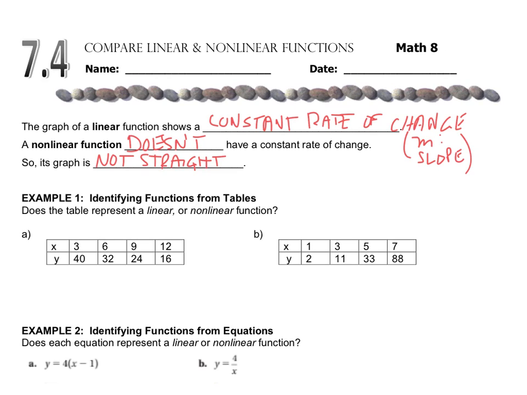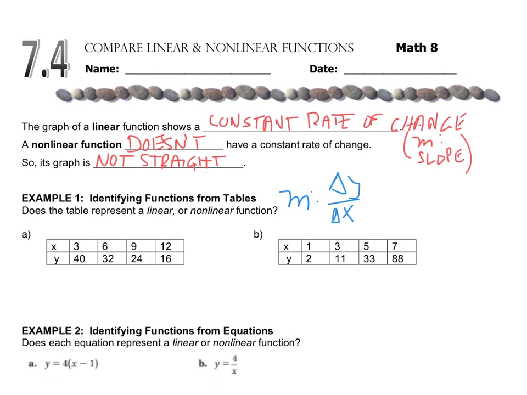So we want to first look at tables. Looking at these tables, we want to know if they're linear or nonlinear. I could definitely graph these, right? But again, we can just focus on slope. Change in y, change in x. If there's a steady, consistent slope throughout my table, then I know I have a linear function. So let's look at our points.